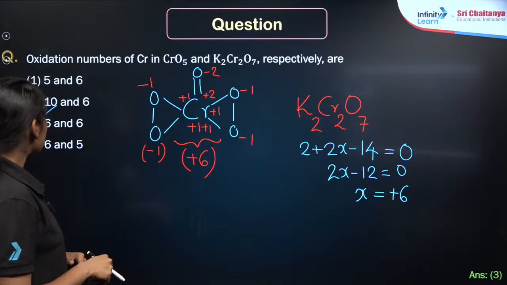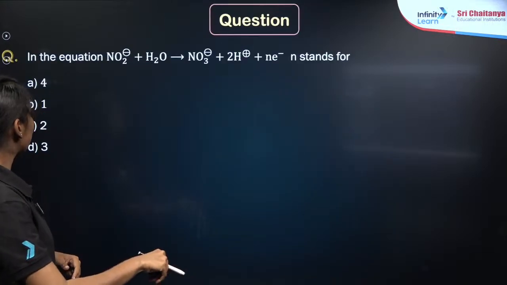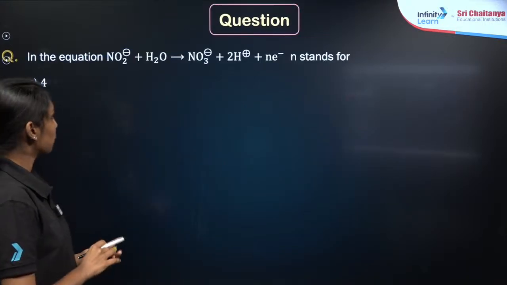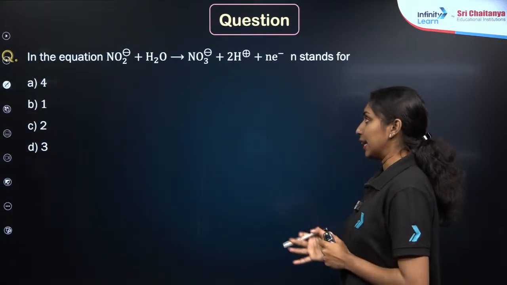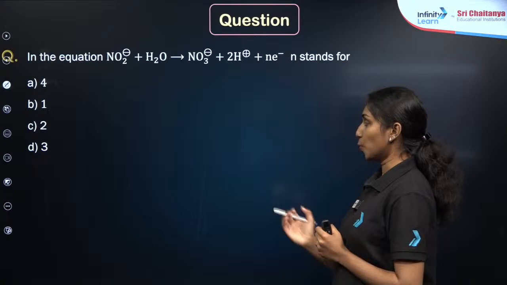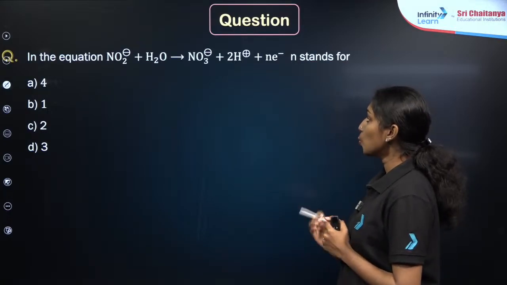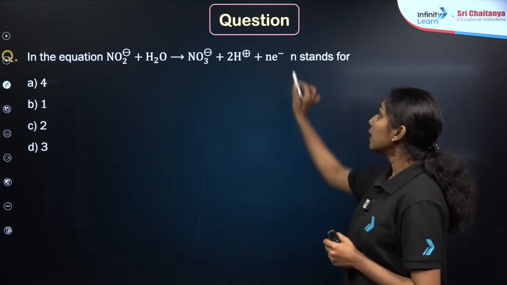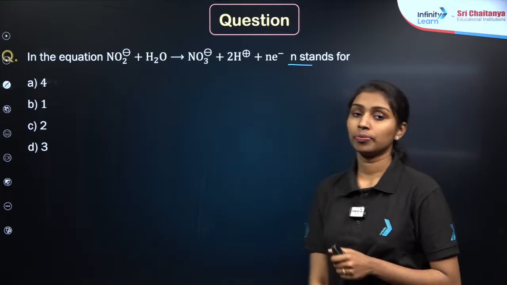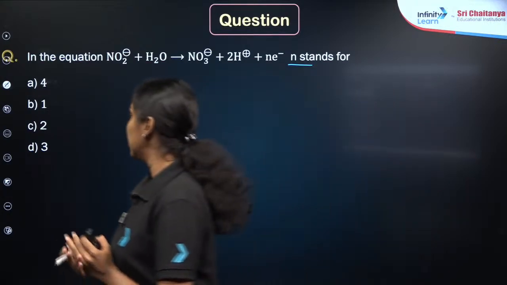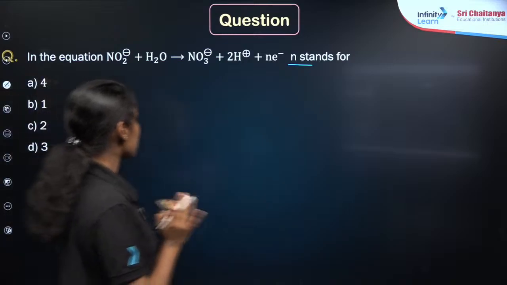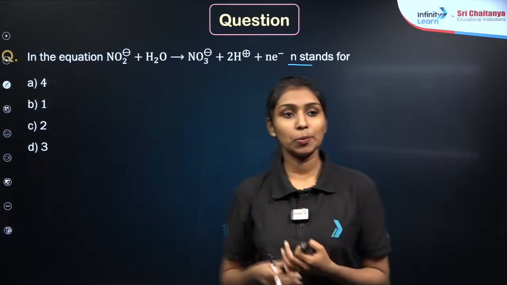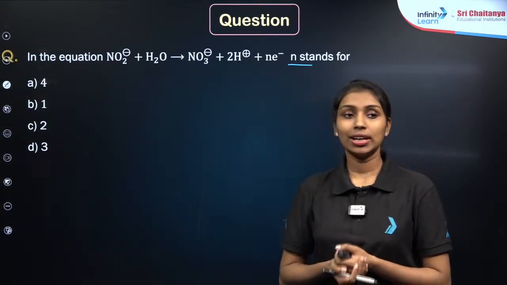Okay, then now here is the next question for you. An equation is given here, that is NO2 minus plus H2O gives NO3 minus plus 2H plus plus n electrons. What is the value of n here? This question is based on the concept of balancing the redox reaction. What will be the answer?